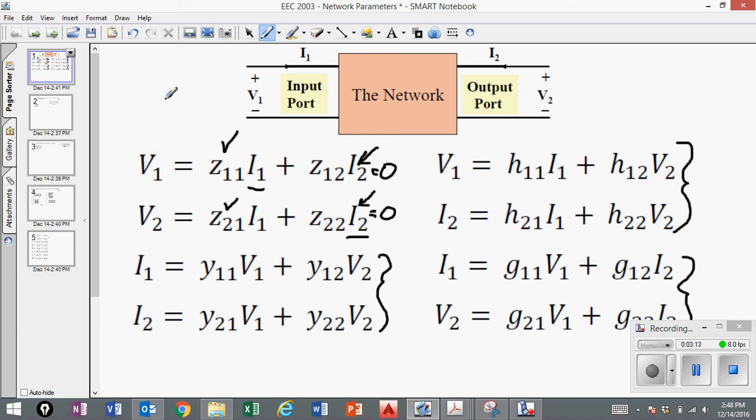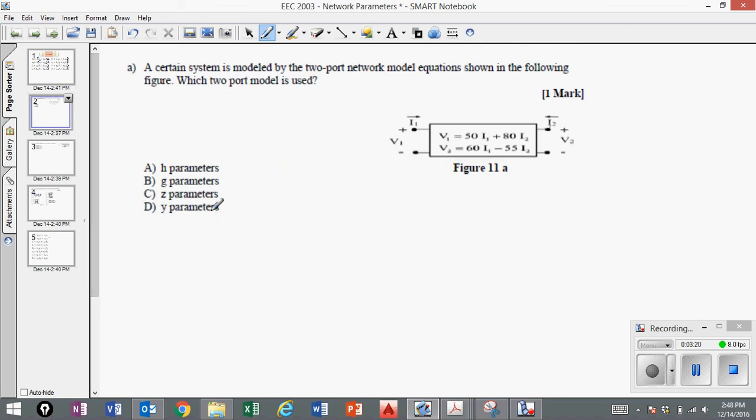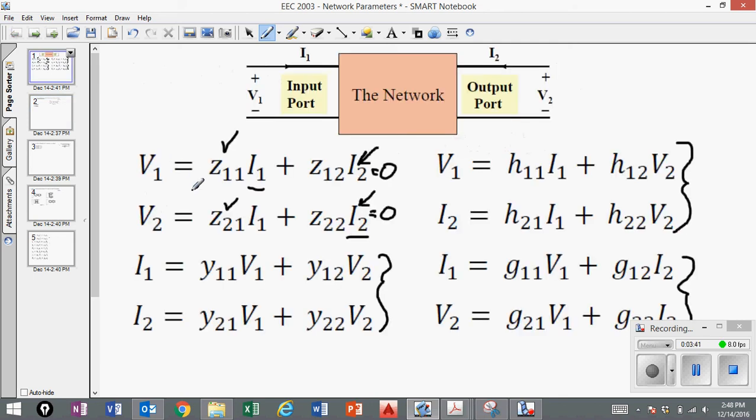Let's look at the type of problems you'll be faced with on your exam. So the question reads, a certain system is modeled by the 2-port network below. Which 2-port model is used? Well, in this example, all you have to do is compare your network equations with the options that are available to you.